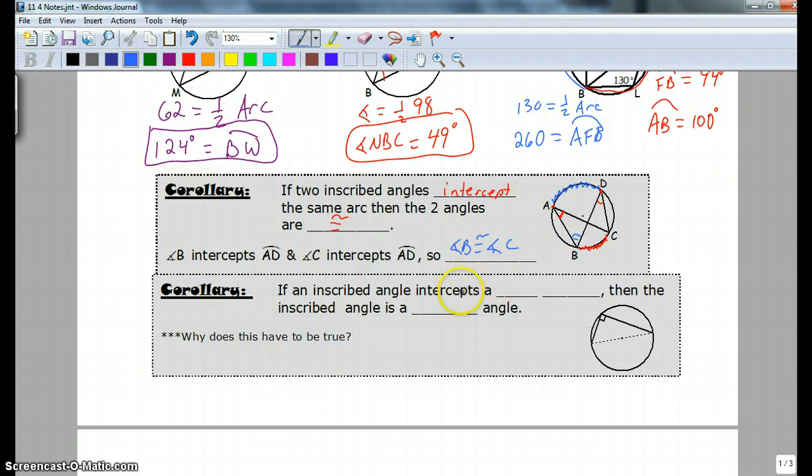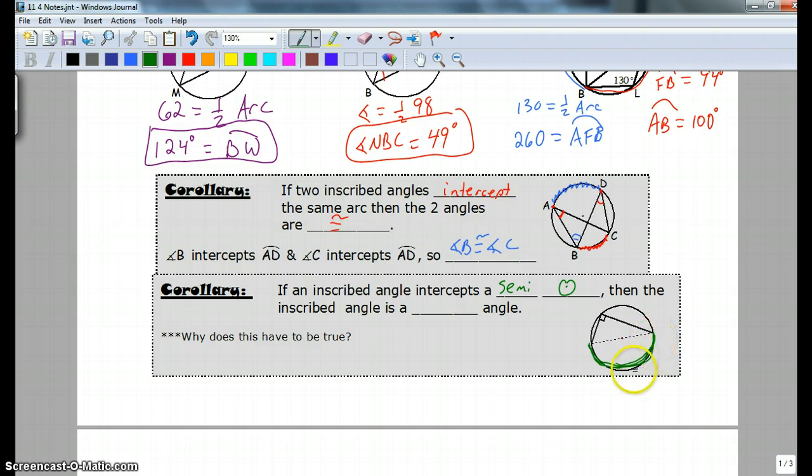If an inscribed angle intercepts a semicircle. What is a semicircle? A semicircle is half of a circle. Semi means half of a circle. Then the inscribed angle is a... Well, check out this angle here.